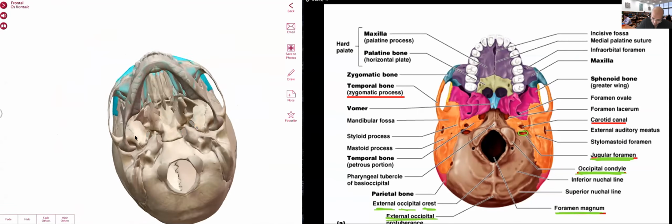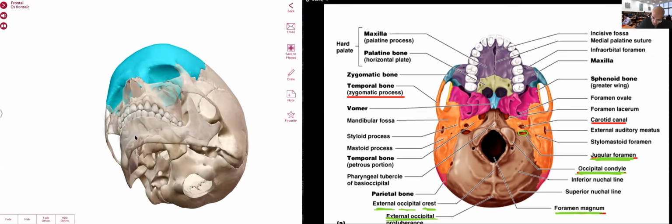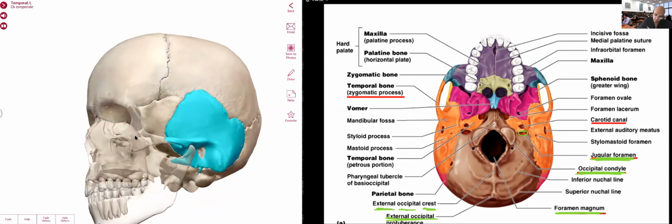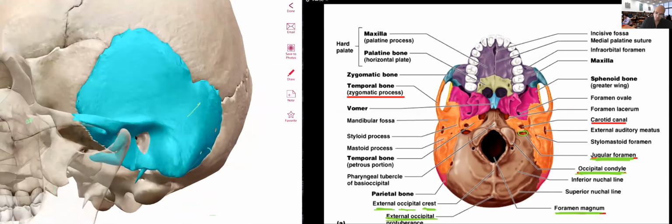If we're looking on here, we see a large irregular foramen located between the occipital bone and the temporal bone. This is my jugular foramen. For the temporal bone, what parts do we need to identify? We need to identify this process.